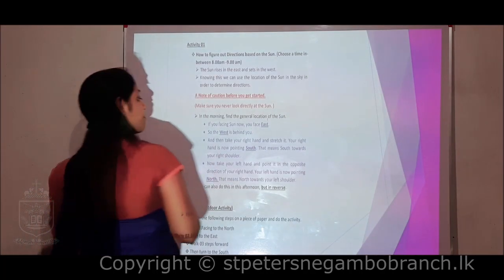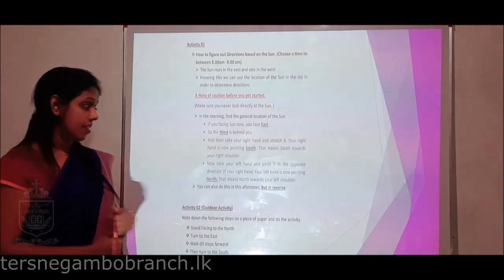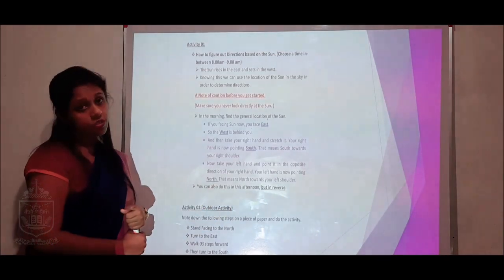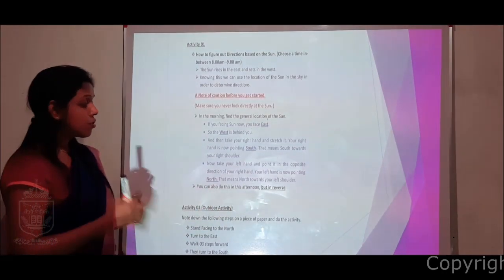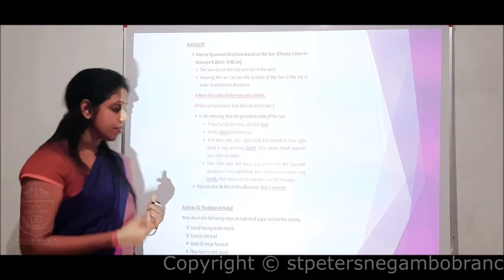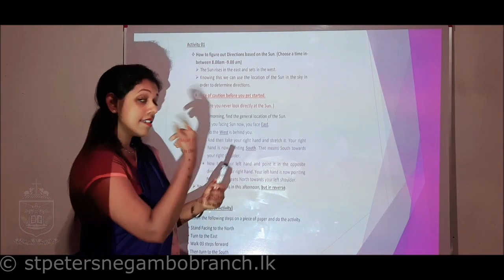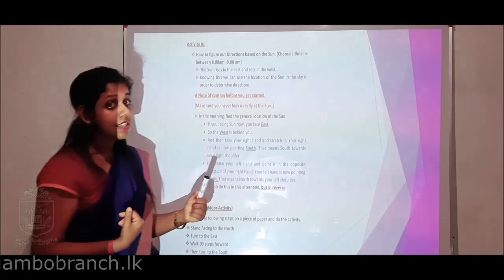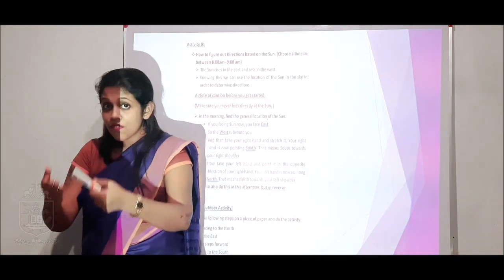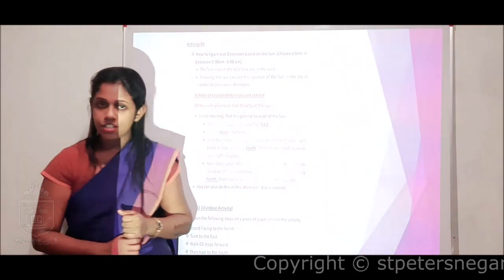Now take your left hand and point it in the opposite direction of your right hand. Your left hand is now pointing north. That means north towards your left shoulder. You can also do this in the afternoon, but in reverse. Because the sun rises in the east and sets in the west, you have to face the western direction and your backside points toward the eastern direction.